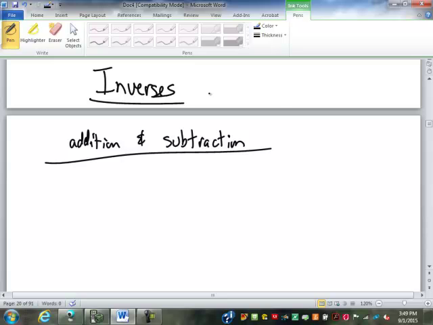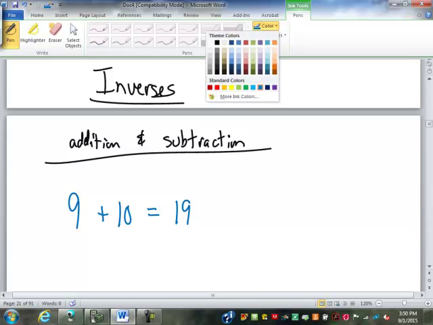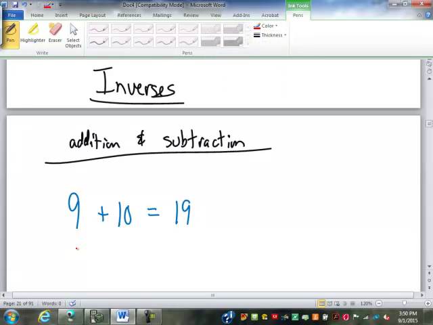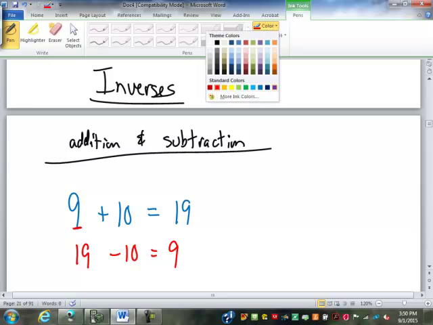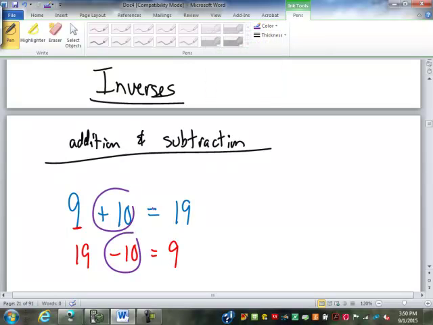Inverses are operations that reverse or undo each other. They eliminate each other. For example, somebody pick a number for me between 1 and 10. 9. Okay. Somebody pick another number. What was your number? 10. Okay. 9 plus 10 is 19. If we want to reverse that, if we want to get from 19 back to the 9, what are we going to do? Subtract the 10. Gets us back to 9. Adding 10 and subtracting 10 reverse each other. They cancel out.